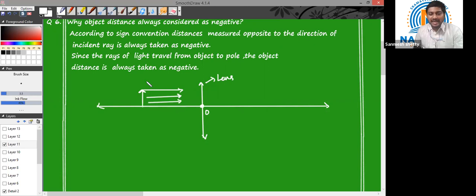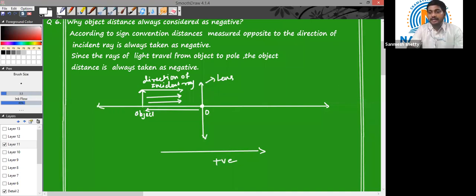So this is the direction of incident ray, and the direction of incident ray is always taken as positive. So this distance is always taken as positive. But as you can see, this is my object, and it is kept on the opposite side of the direction of incident ray. So obviously object distance will be taken as negative. Always it is taken as negative.